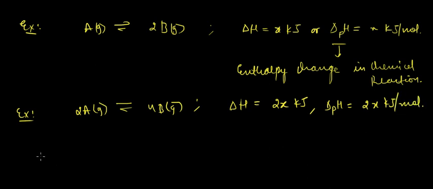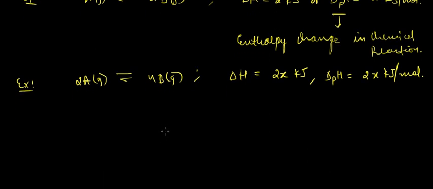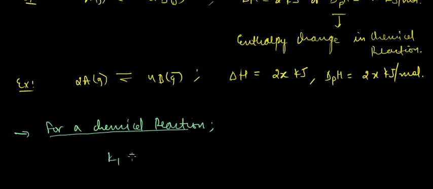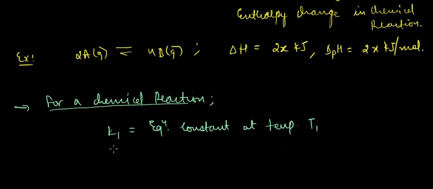Okay, now for a chemical reaction we can write that K1 is the equilibrium constant at a temperature T1, and K2 is the equilibrium constant at temperature T2.